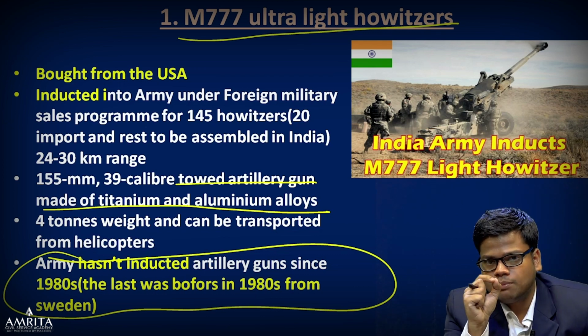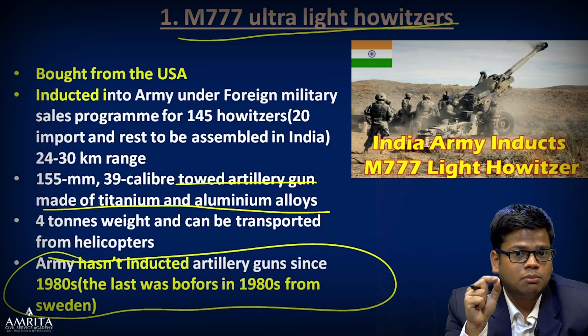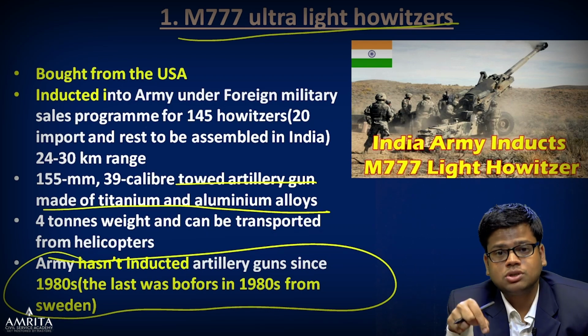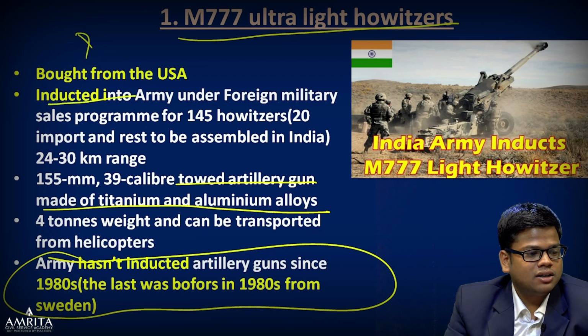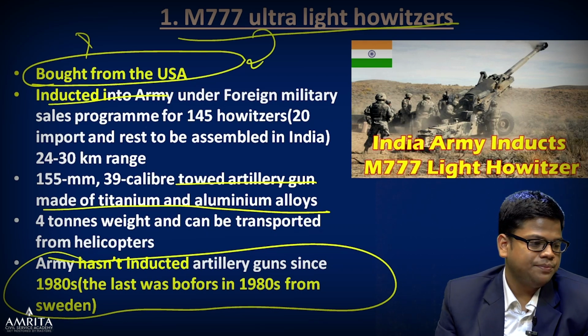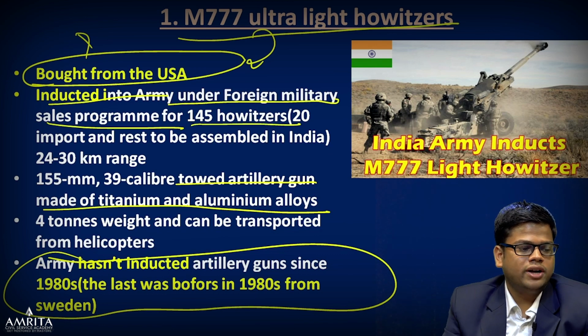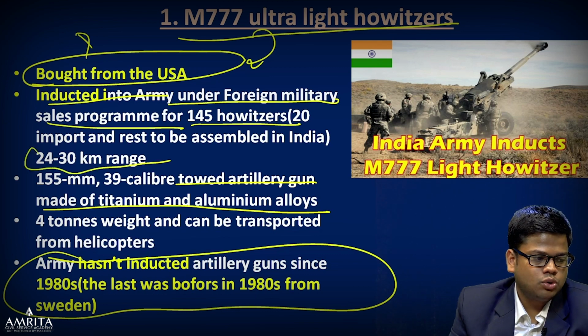Do you know the indigenized version of the Bofors? Please comment in the comment box. What is the indigenized version of the Bofors that we are producing in our country? It starts with D, right? So we have bought the M777 from the USA. Mr. Donald Trump was very happy. It is inducted into the army under the Foreign Military Sales program for 145 howitzers, 20 imported and the rest to be assembled in India. Range is 24 to 30 kilometers, and this much is not important.